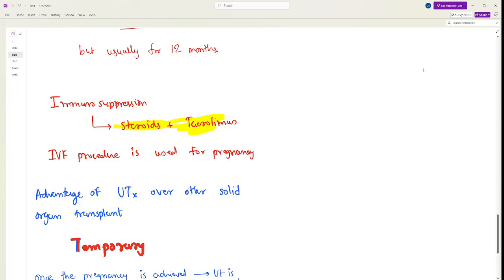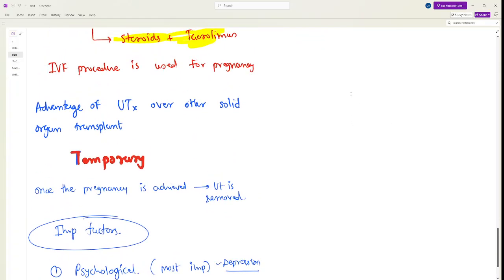Now, as I said, the unique thing about uterine transplant, first of all, is that it is not life-saving, and the other is that it is temporary. Once the pregnancy is achieved, once the patient has had enough pregnancies, some patients want not just one pregnancy, they want 2 pregnancies. That can also be done. If the family is complete, then the uterus is removed later on.